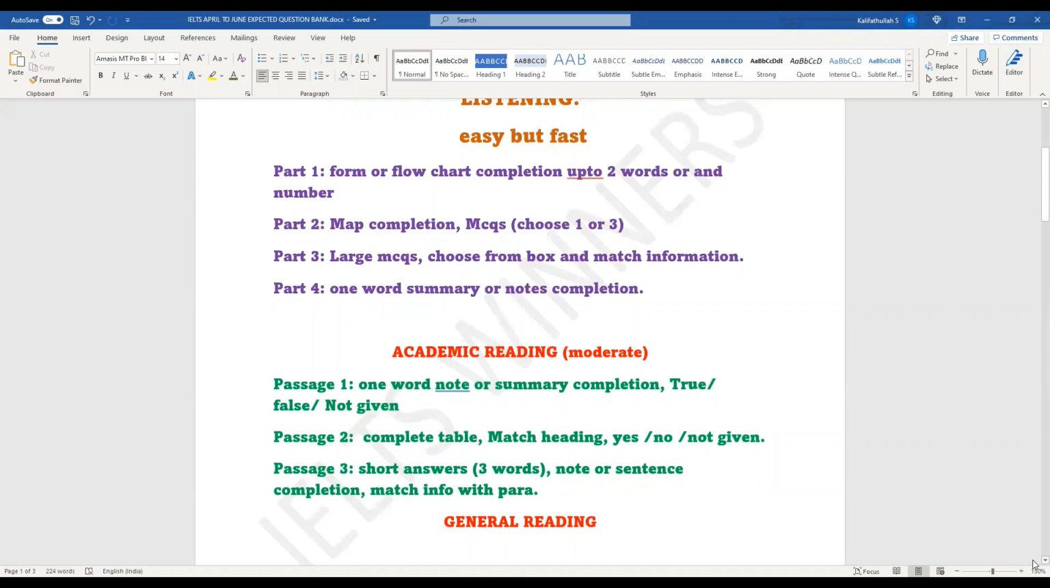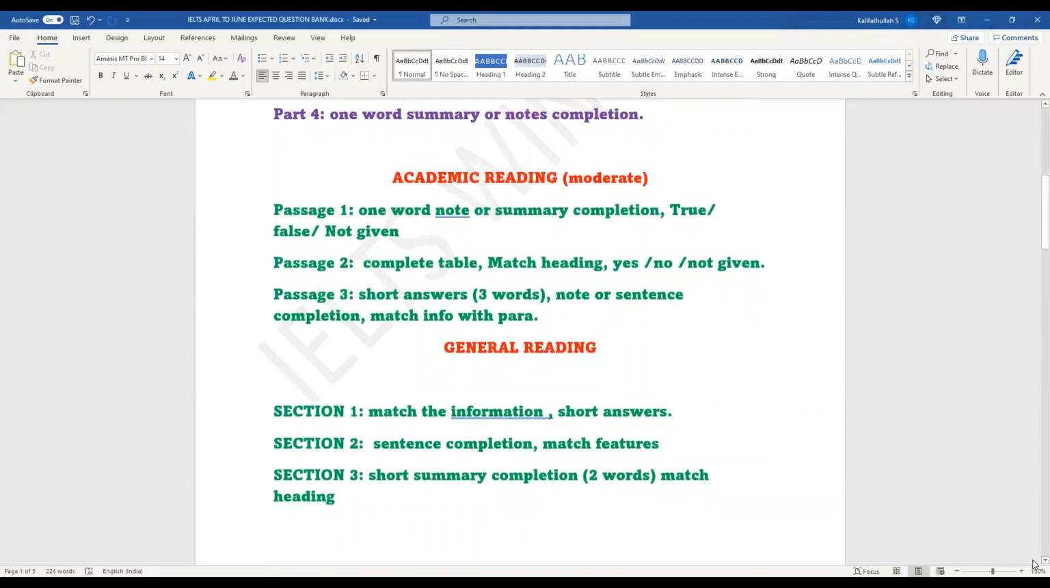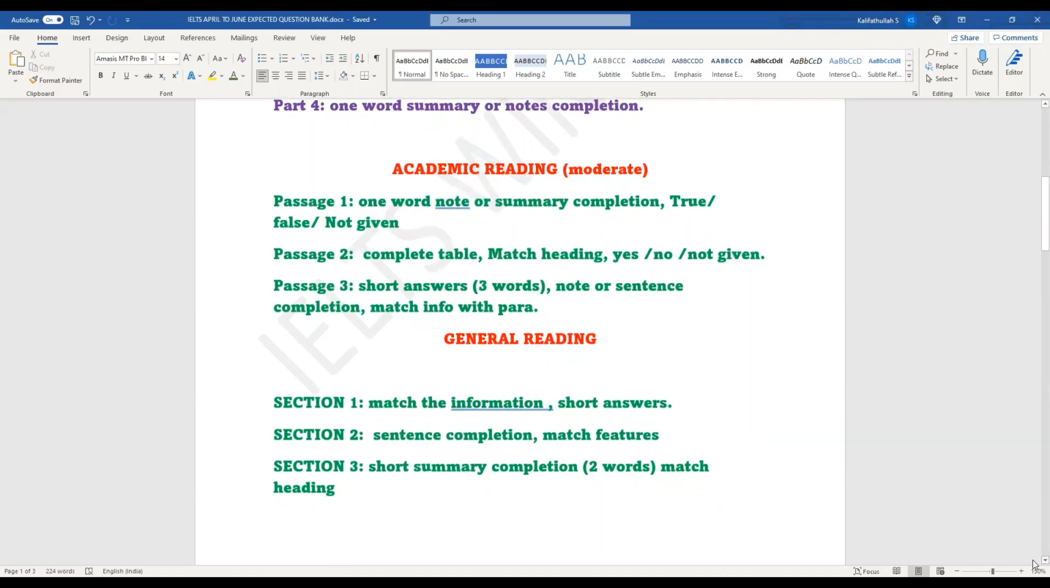Moving on to general reading. General reading is going to be easy compared to academic reading. It is going to be easy. In section 1, you will have 2 short passages where you can have match information and short answers.